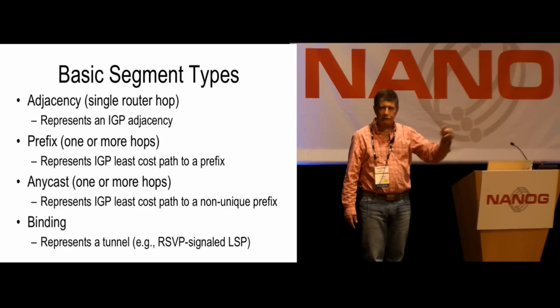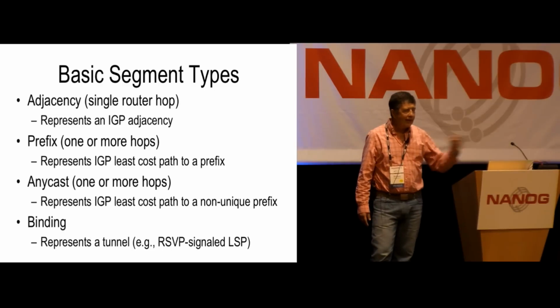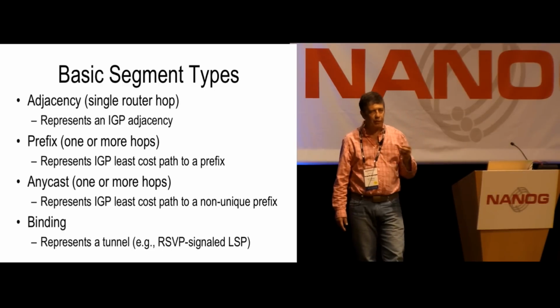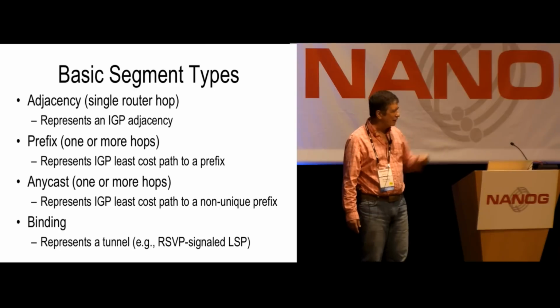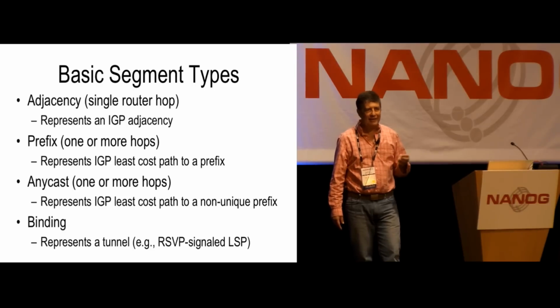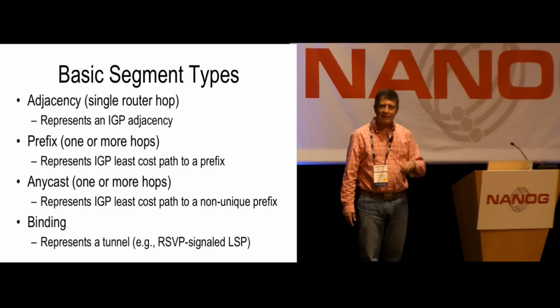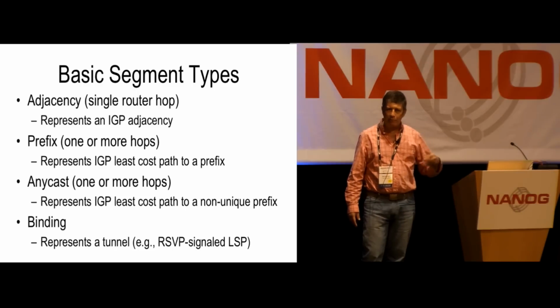Now that least cost path may traverse many nodes, it may traverse one node, but it's the IGP least cost path to a prefix. Anycast is very much like a prefix segment. The only difference is that prefix is advertised from many points in the network. So it's the IGP path to the closest instance, to the IGP least cost instance of that prefix. And then finally, there is the binding segment. The binding segment represents another tunnel, maybe an SR signaled tunnel, maybe an RSVP signaled tunnel, maybe some other kind of tunnel. You can think of it as being a shorthand. It's a way to put a tunnel in a tunnel.